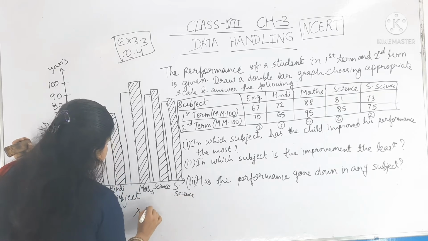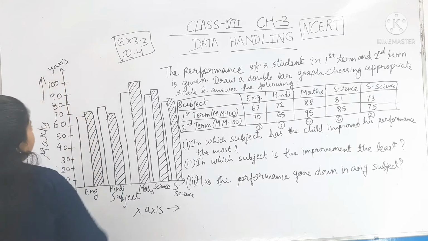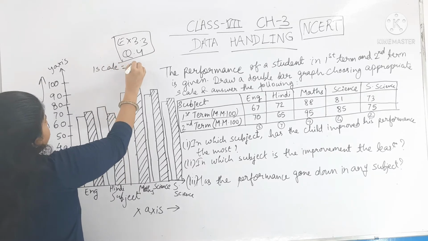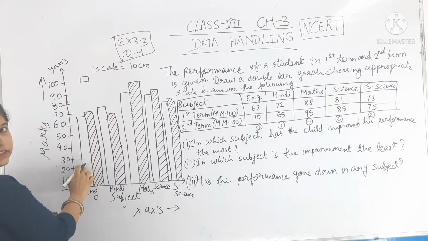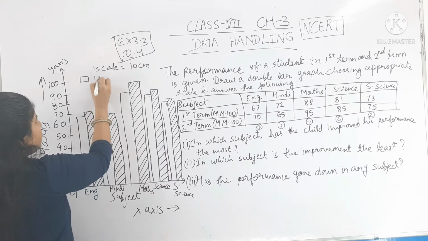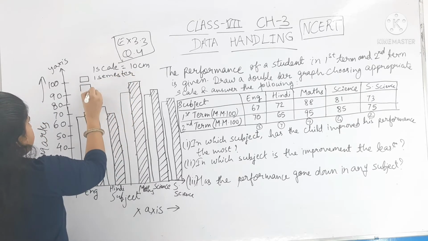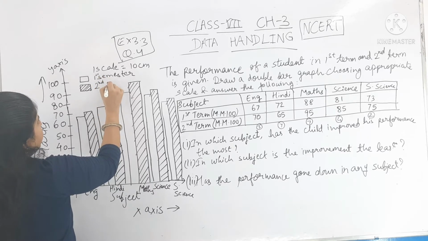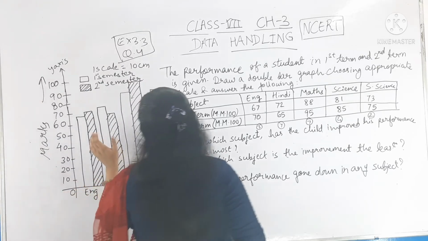Okay, this is the x-axis and this is the y-axis. Like this you have to draw, and you have to write one scale is equal to 10 centimeter. For the first semester you have to draw, and indicate this in your graph, and the second semester is the one I had made. Okay, so it is for first semester, it is for second semester, right?